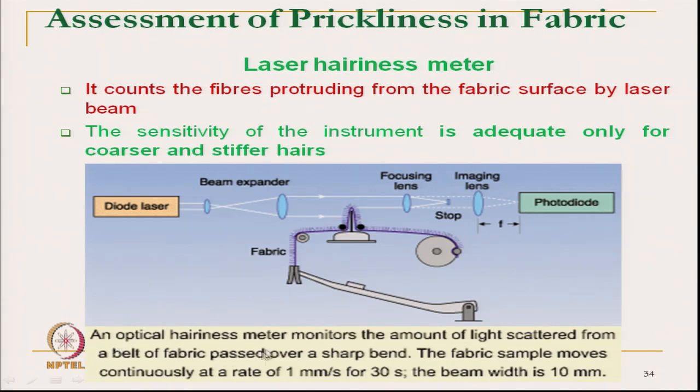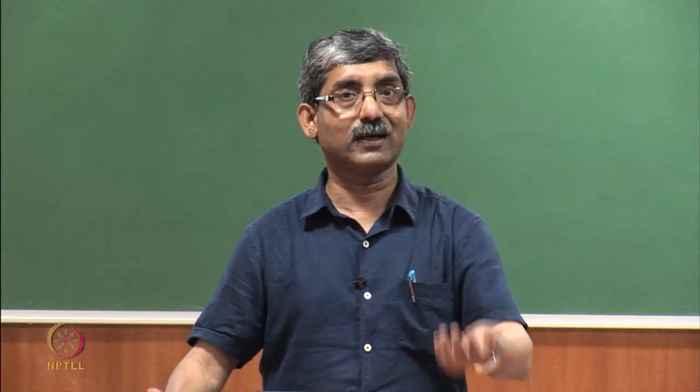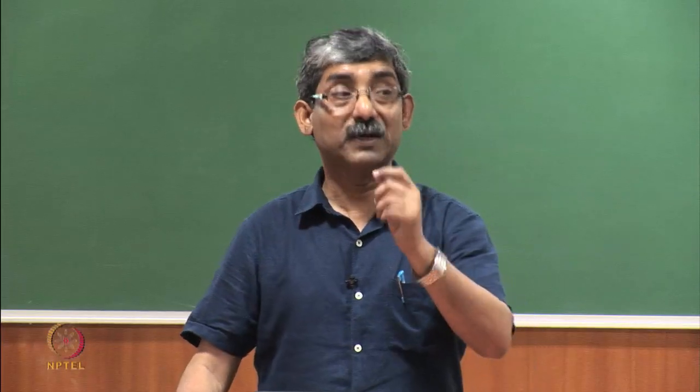An optical hairiness meter monitors the amount of light scattered from the belt of fabric passed over the sharp bend. This is a sharp bend. Okay. The fabric sample moves continuously at a certain speed, and then we measure. So, this technique is similar to the light scattering technique by Wooster, and we get an idea about the fabric surface hairiness and indirectly get an idea about the prickliness sensation.